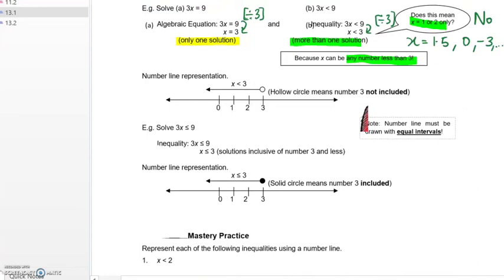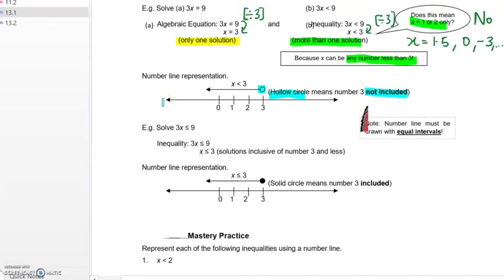Okay, so let's look at the number line representation. In this case, if you want to draw x is less than 3, then you must draw a hollow circle to indicate that the number 3 is not included. Okay, so this is the hollow circle that I'm referring to. Draw your number line as per normal, ruler and pencil with equal spacings apart for the integers, and because it is less than 3, then you draw an arrow to the left of 3, because you're looking for all the possible numbers less than 3. So 2, 1, 0, so on and so forth.